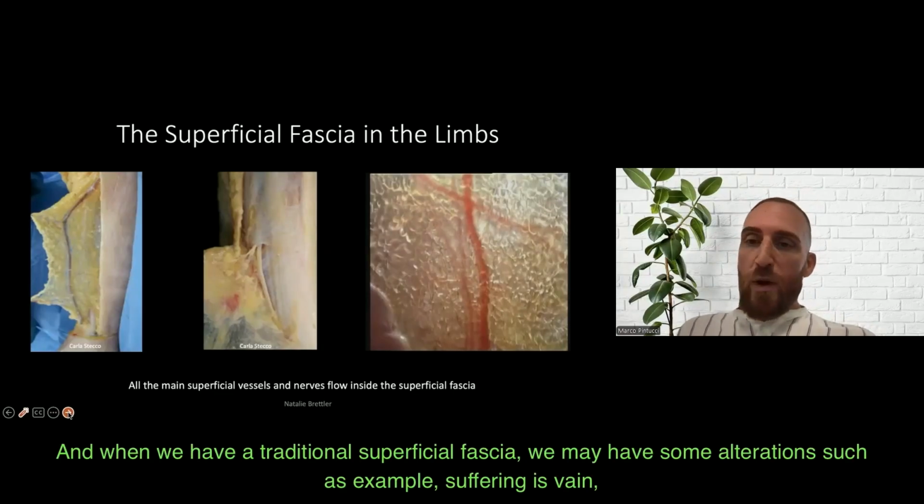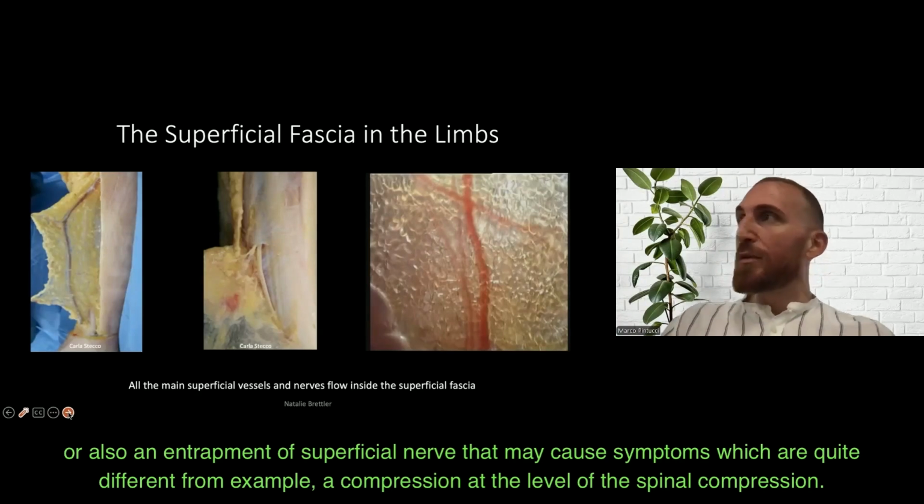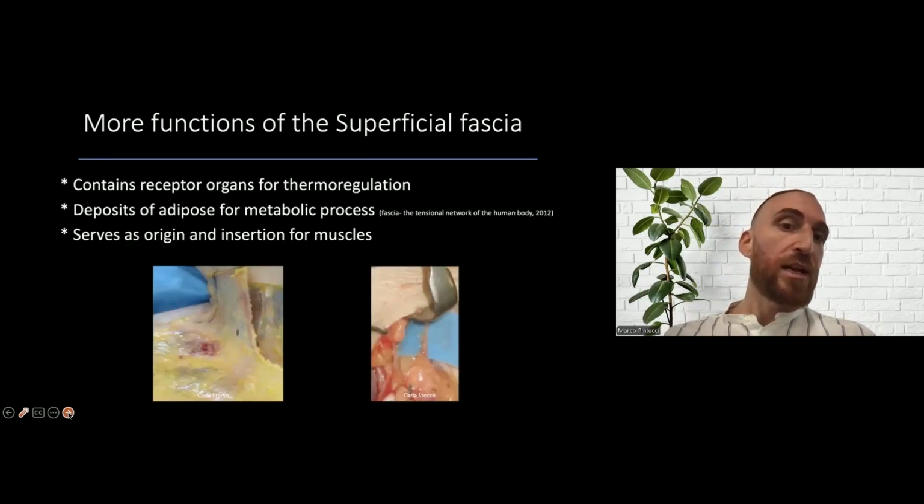And when we have an alteration in the superficial fascia, we may have some alterations, such as, for example, of the saphenous vein, or also an entrapment of the superficial nerve that may cause symptoms which are quite different from, for example, a compression at the level of the spine.